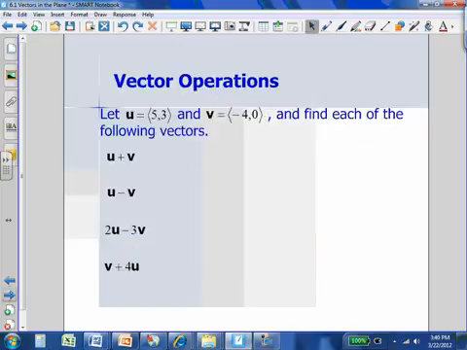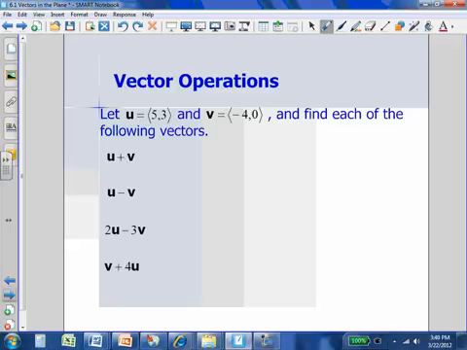So let's practice. All right, so we're starting out with u being (5, 3) and v being (-4, 0), and we're finding these. Now, if you want to take a shot at this and try it yourself and then check your answers as you go, that'll be great. Or if you start doing it and you want to stop and finish it yourself and then come back and check, that would be fine too. I'm completely sure that you're capable of that.